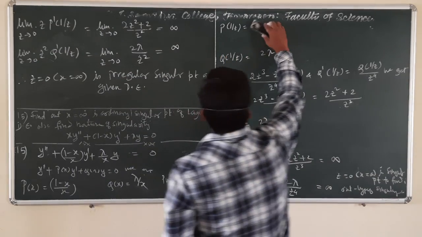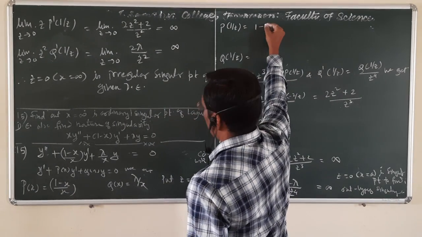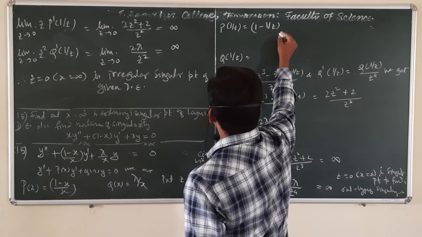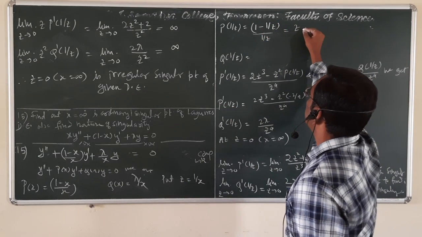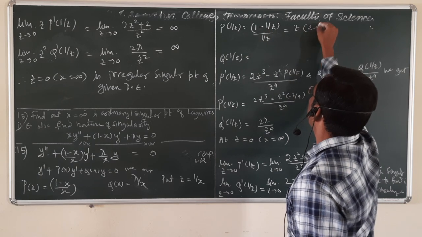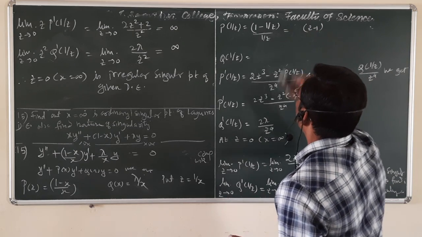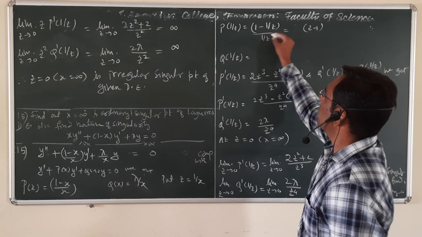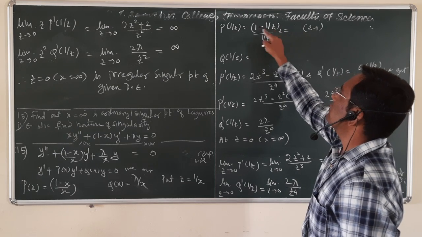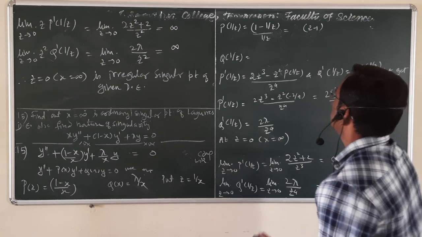P of 1 upon Z and Q of 1 upon Z. In this equation we have to put x is equal to 1 upon Z. So (1 minus 1 upon Z) divided by x, which is 1 upon Z. Now this 1 upon Z will go to the numerator as Z, and if you do multiplication, this is (Z minus 1) divided by Z. So this Z will cancel with this Z and we end up with only Z minus 1.